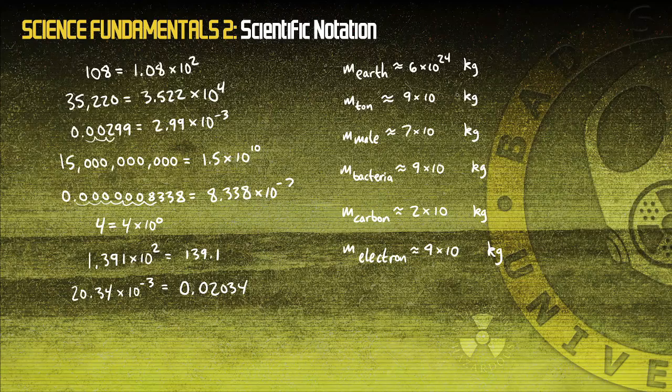The mass of a ton is approximately 9 times 10 to the 2 power, so about 900 kilograms. The mass of an adult male like myself is approximately 7 times 10 to the 1 kilograms. The mass of a bacteria is around 9 times 10 to the minus 16 kilograms. The mass of a carbon atom is about 2 times 10 to the minus 26 kilograms. And last we have the mass of an electron, which is about 9 times 10 to the minus 31 kilograms.